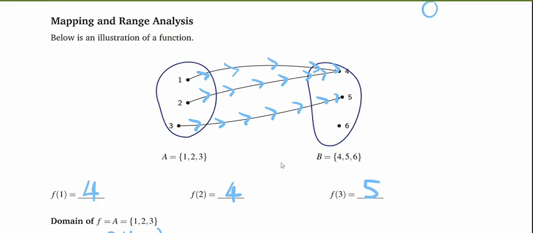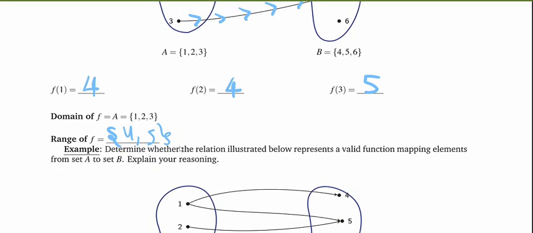Now, this is what it means to have a domain and a range, and in this case, B is larger than the range. B has 6, which is an orphan. 6 is not an output. There is no element in the set A that gets mapped to element 6 in the set B. So B can be larger, that's absolutely fine.